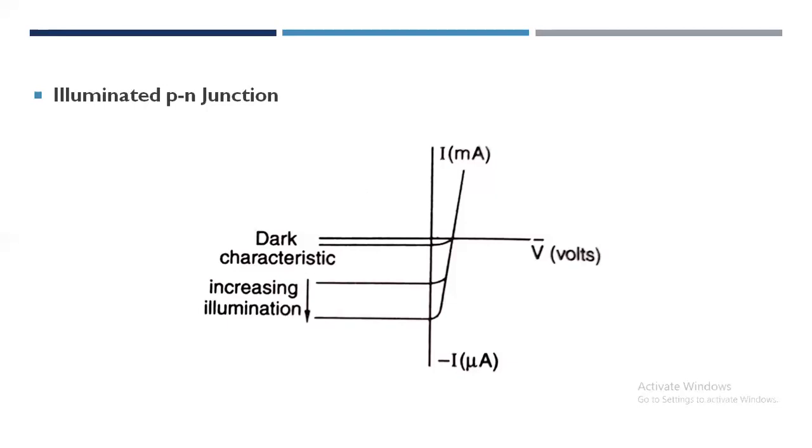This figure shows the VI characteristics of a PN junction under dark condition and light condition, showing how increasing the illumination level increases the reverse saturation current. As shown in the figure, in the reverse bias, the dark condition has less current, and as the illumination increases, the current increases with respect to illumination.